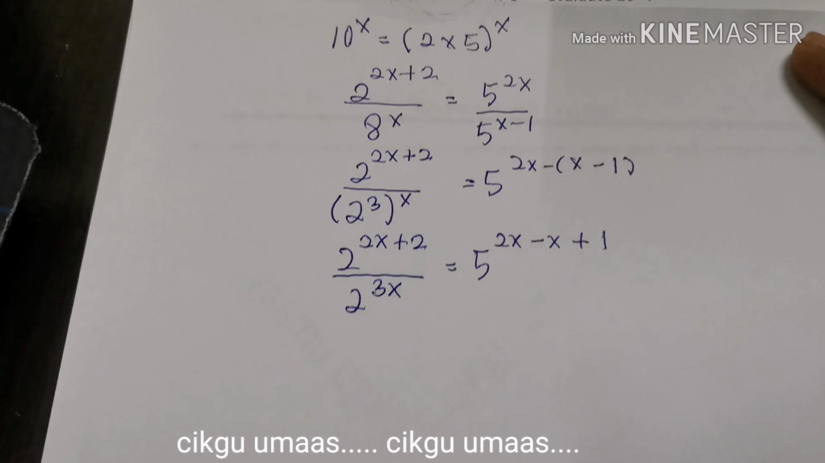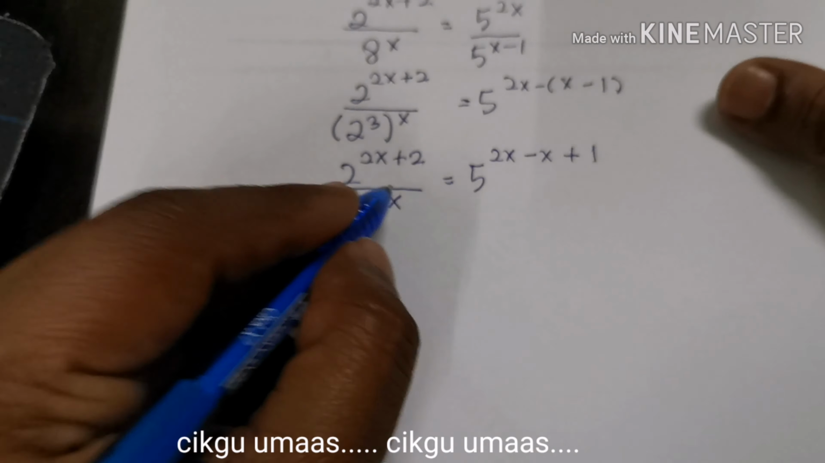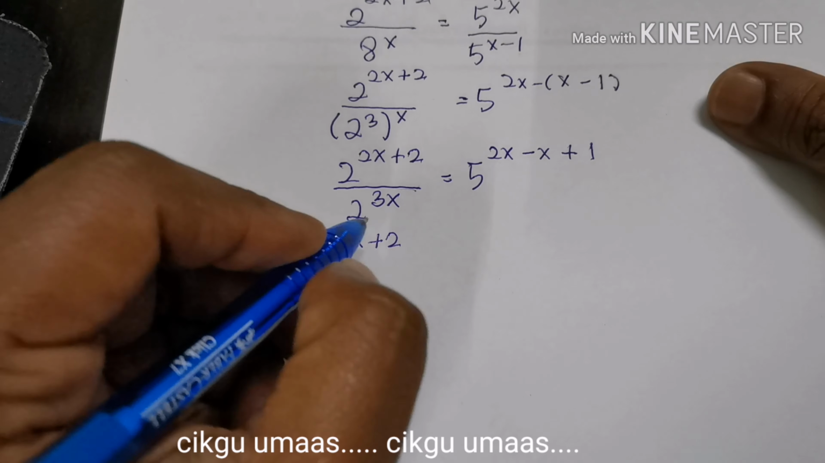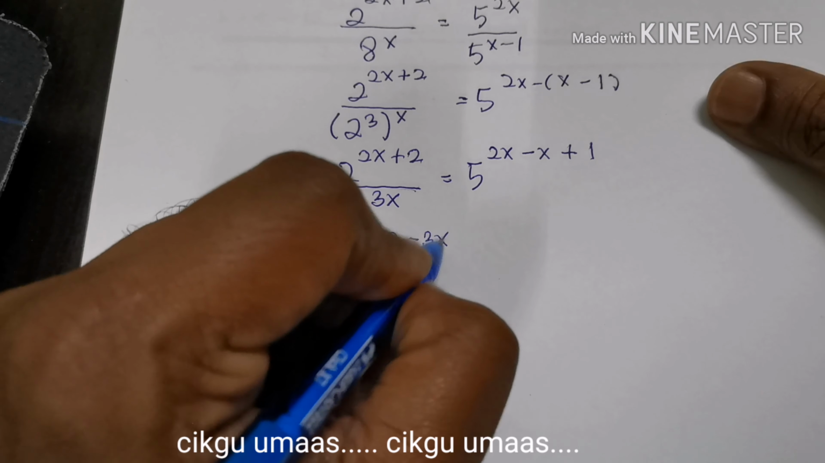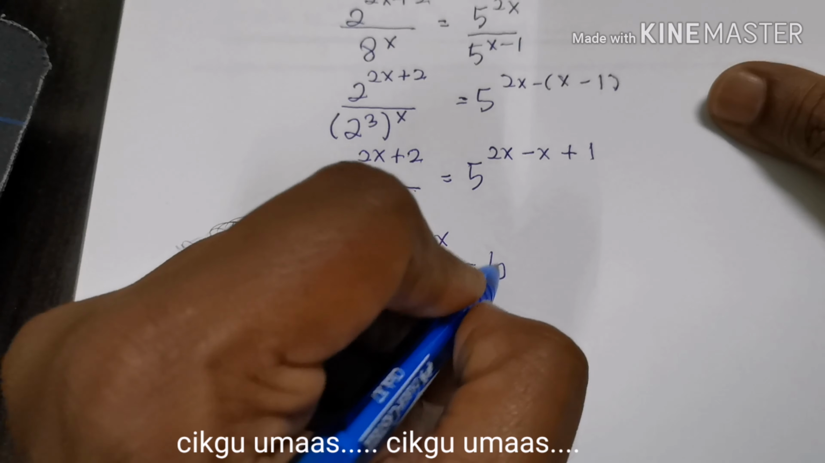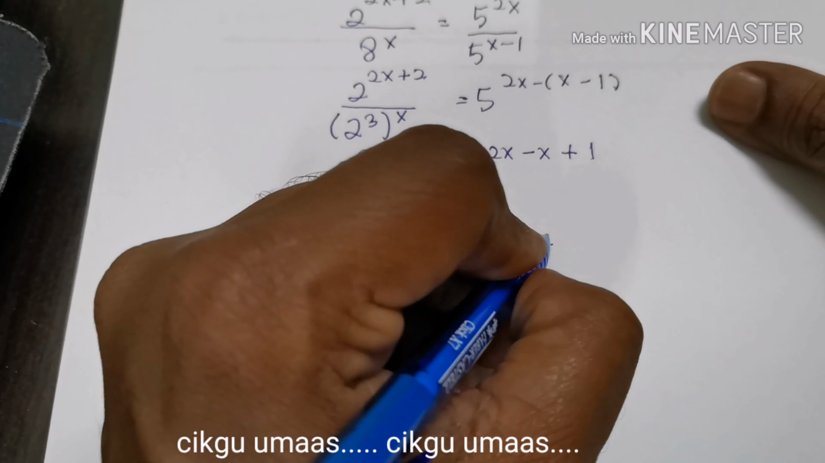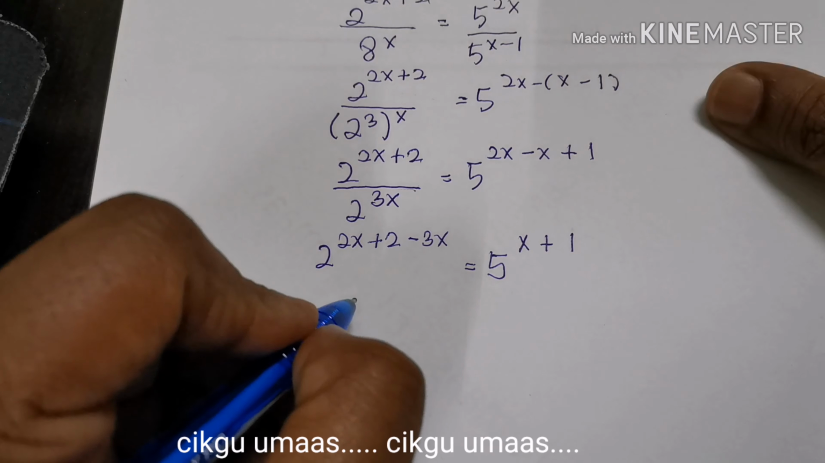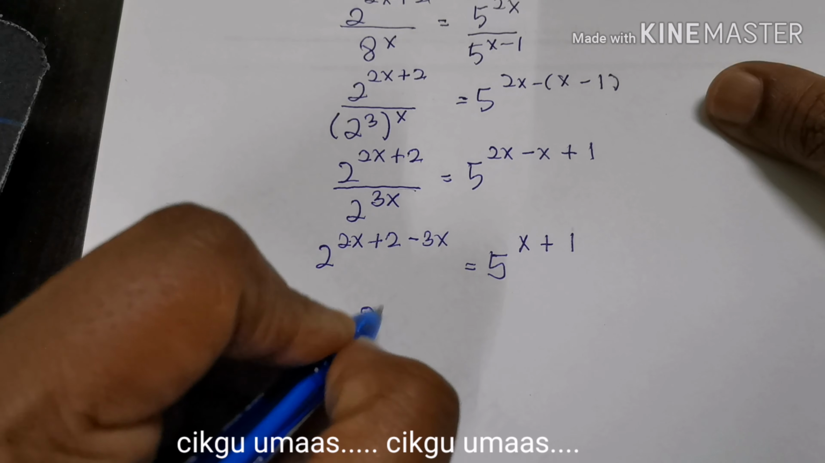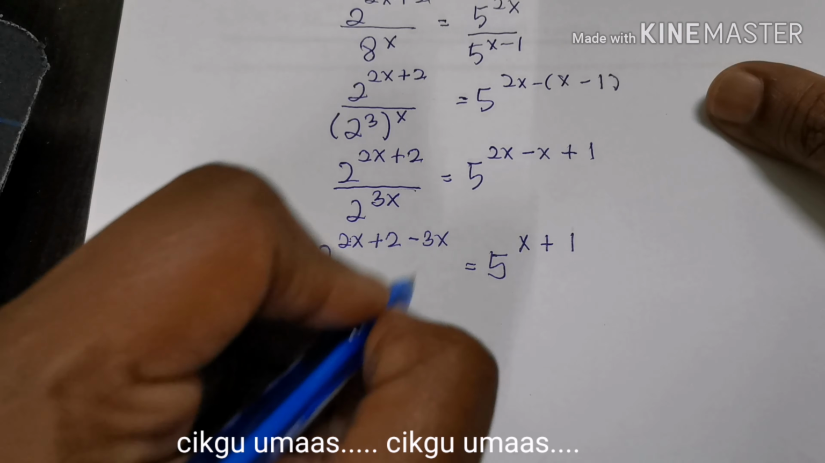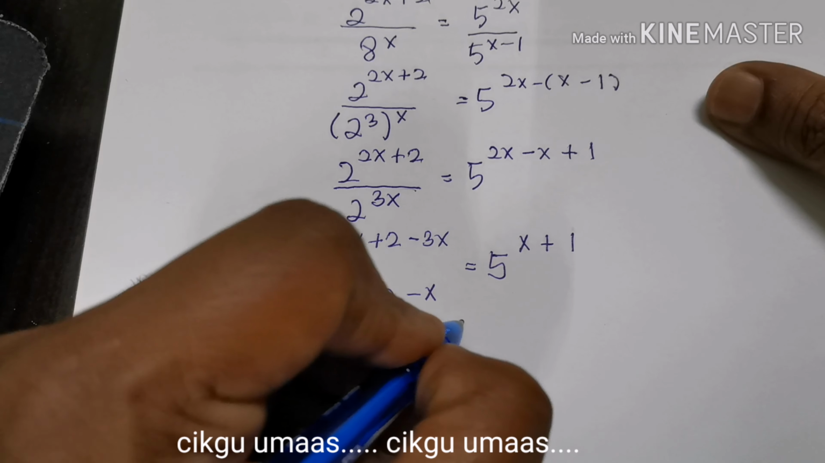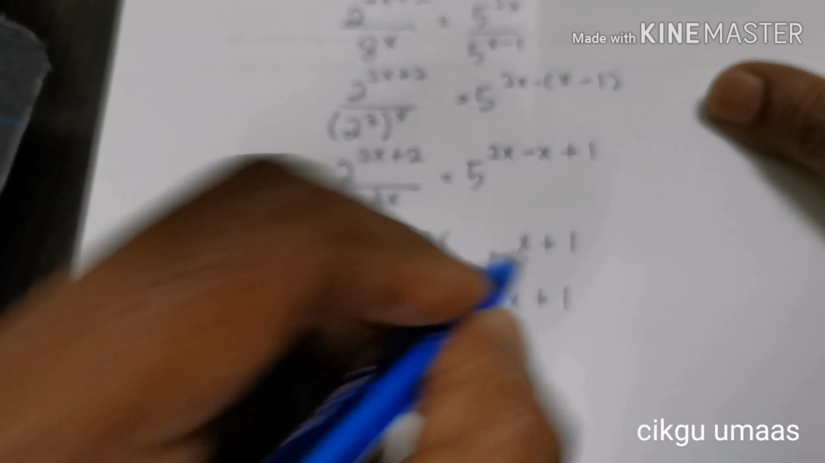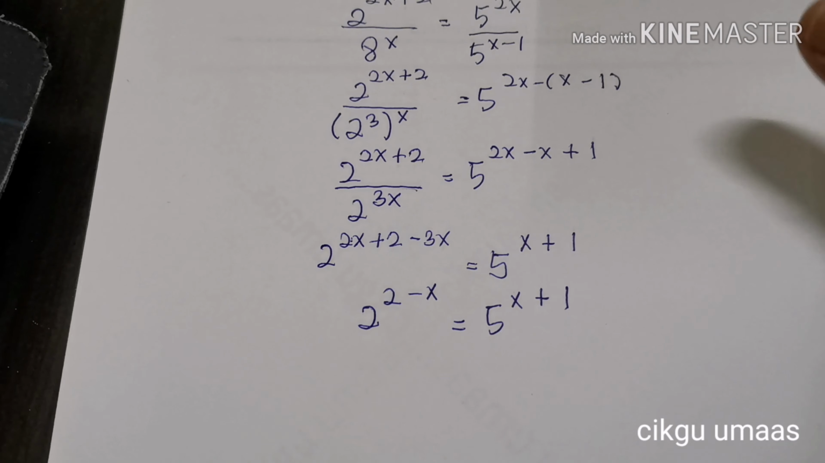Okay, next step, simplifying. You know this is divide. So what happens is 2x plus 2 minus 3x equal to 5 to the power of x plus 1. Okay, when I simplify this, you can know this is actually 2x minus 3x will give me minus x equal to 5 to the power of x plus 1. Okay, I've already done the simplifying.